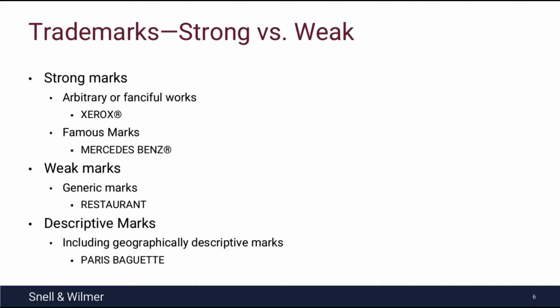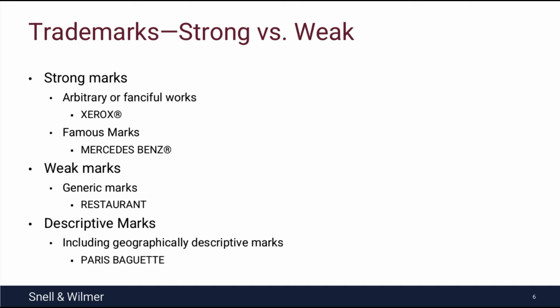And so if you open up a restaurant and you call it a restaurant, that's going to be a generic mark. And there's a pretty famous restaurateur here in Phoenix, where I live, that opened up a restaurant, and he called it restaurant. He called it the restaurant. The nice thing about generic marks is that people know immediately what you're selling. But the bad thing about them is that you also don't have very strong trademark rights.